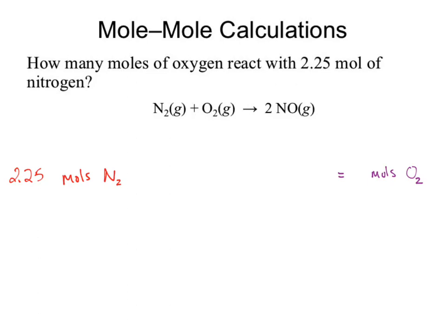No, so what do we need to do? Do a conversion. So we'll set this up. What do we want to happen? Moles of N2 needs to disappear. What else needs to happen? Moles of O2 needs to appear. Okay. We now have a conversion factor. I would have to find that relationship. Okay. So I need to see an equality. Where is the equality found?